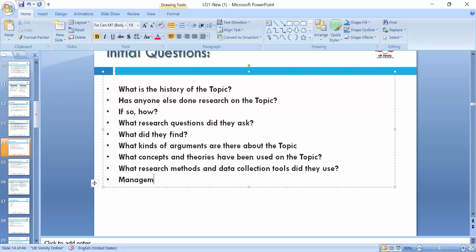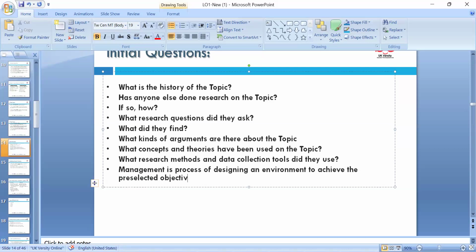So management is a process of designing an environment to achieve the pre-selected objective. If you're a manager, you have to design an environment to achieve your objective. Maybe we're not achieving our objective because the culture in the organization is not competitive, and we have not created it. So we need to make sure we have that culture in place.